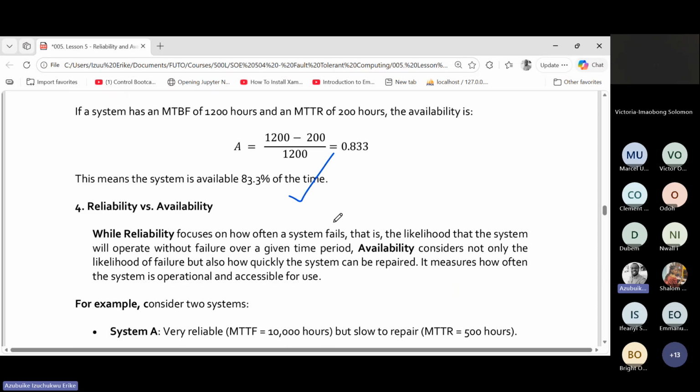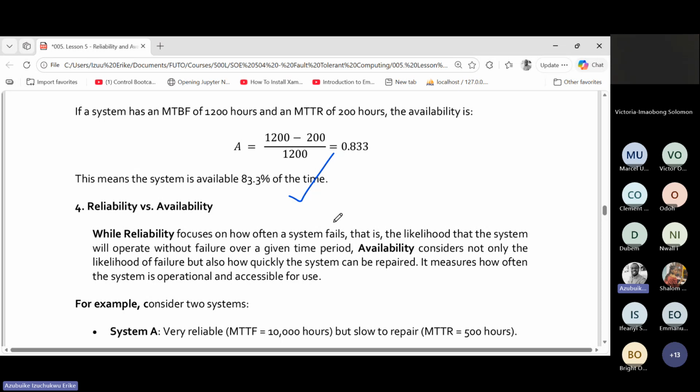Now, let's look at comparing availability with reliability. So we say that while reliability focuses on how often a system fails, that is the likelihood that that system will operate without failure over a given time period, availability considers not only the likelihood of failure, but also how quickly that system can be repaired. It measures how often the system is operational and accessible for use.